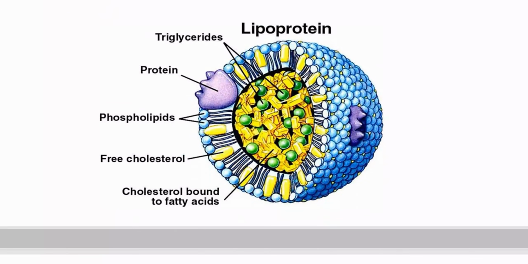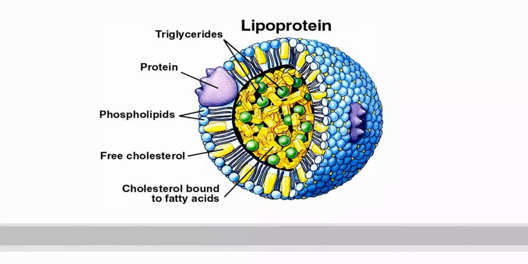So this is the general structure of lipoproteins, and here are the triglycerides, these are the proteins, which are embedded here, and phospholipids form the surface, free cholesterol is moving here, and cholesterol is bound with fatty acids. So this is the general structure of the lipoprotein.